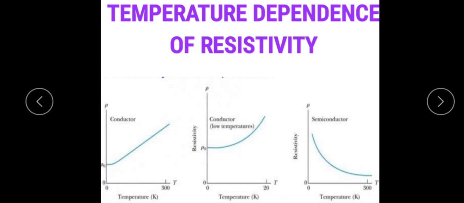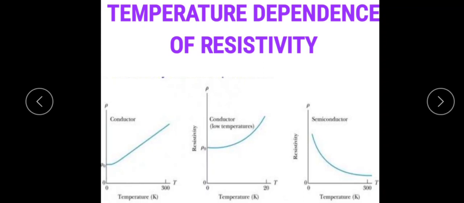In the graph, the linear portion shows rho naught, the resistivity corresponding to the reference temperature. For alloys, that is in the first graph, which shows the alloys.